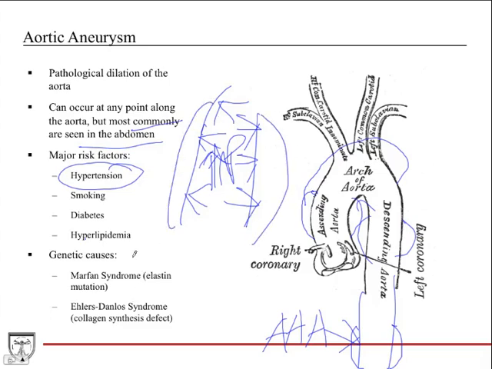You can also have genetic causes, and these are good things to be aware of for your boards. So Marfan syndrome, you have an elastin mutation. These people aren't able to produce elastin as much. These are the people who are commonly very tall, way over 6 feet tall, very lanky looking, with long fingers and long extremities.